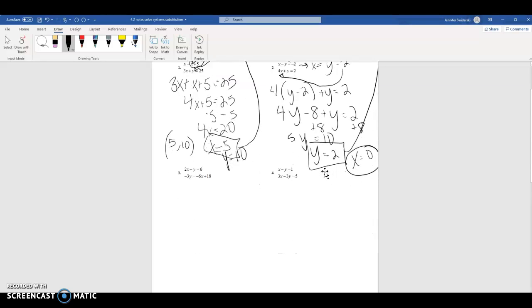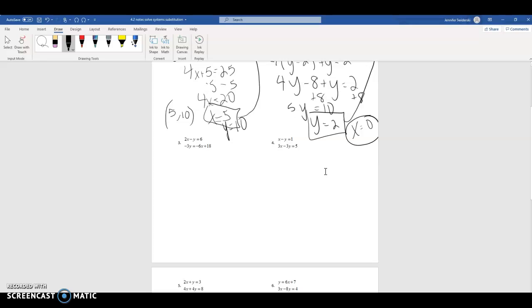All right, let's go down to number 3. First up, isolate your variable. For me, I'm going to isolate the second equation. I want to get y by itself. Okay, so I'm going to divide everything by negative 3. So I'll get y equals, and I'm going to cross it out so I know I already changed that, 2x minus 6. Great, so now I have my equation. Because negative 6 divided by negative 3 is positive 2, and then 18 divided by negative 3 is negative 6.